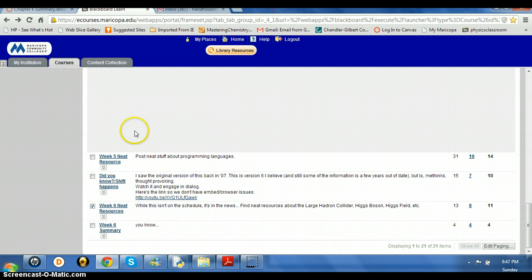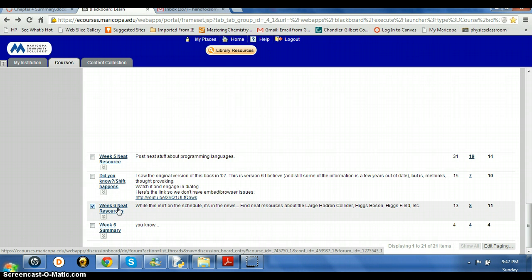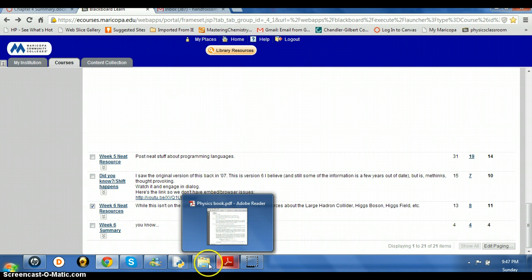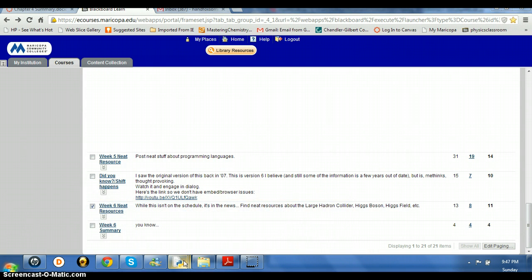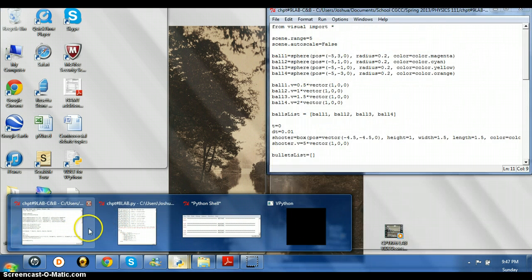Where to begin? I did my Did You Know Shift Happens assignment and my neat resource closer to the beginning of the week, and spent pretty much a couple of hours each day working on my textbook chapter 8 and 9 assignments. I spent quite a bit of time on those this week. I did not get through each one completely.